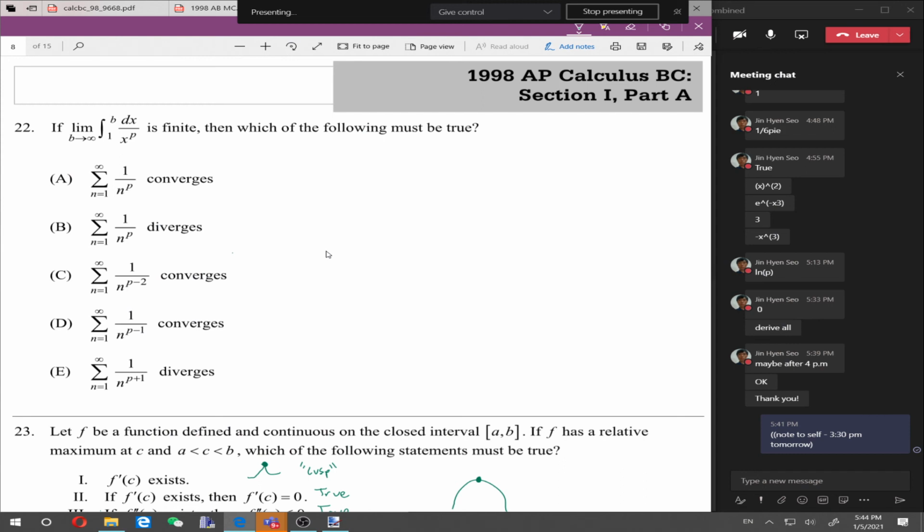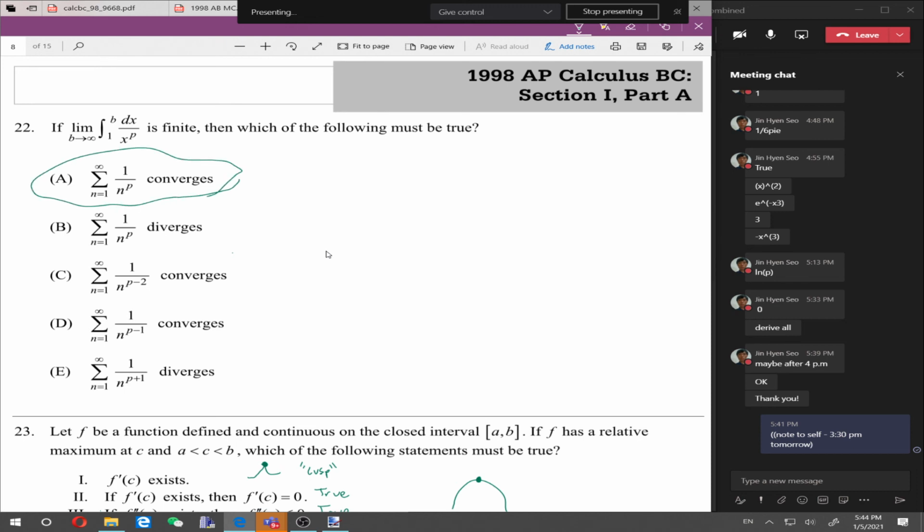Okay, I might have lost Eric, so I'm going to jump over to Kyle. So this is our integral test. We proved that with the integral test we get a finite answer. So which of the following must be true? I took a guess and guessed A. Okay, A is correct.